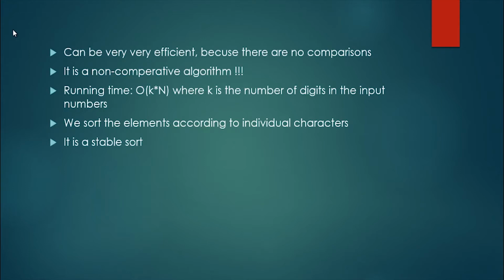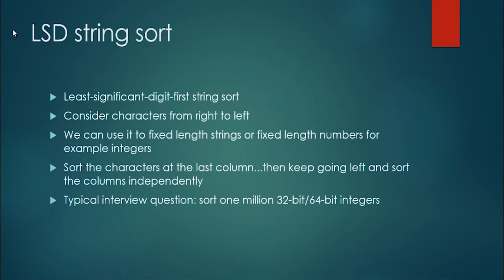and it's very important that it's a stable sort too. It has two main types, the so-called LSD and the MSD string sort. LSD stands for least significant digit first string sort, and we consider the characters from right to left. We start at the least significant digit, and that's why the name. So we can use it for fixed length strings or fixed length numbers, for example integers. We just sort the characters at the last column, then keep going left and sort the columns independently.